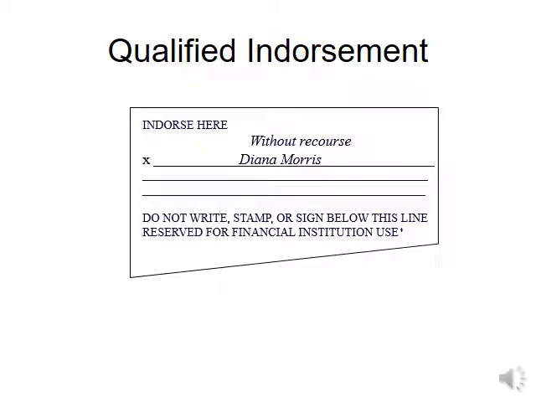So this is another example, without recourse, Diana Morris. So if the party who is on the front that has signed this instrument, let's say it's a check, does not have the funds to pay, Diana Morris will not be responsible to whoever she transferred this instrument to, because she put without recourse. Now this is still a blank endorsement. This is a blank qualified endorsement. So the qualified endorsement doesn't change the fact that it is a blank endorsement.